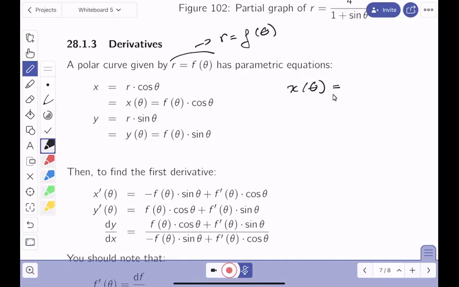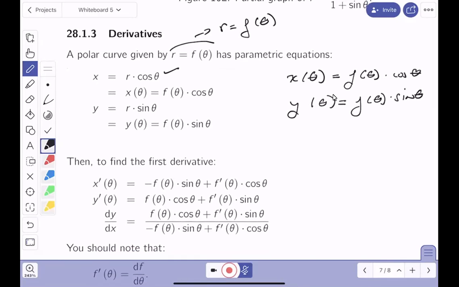Now, x is a function of theta. R is a function of theta. What's x? X is equal to r cosine theta. So what do you get over there? F of theta times cosine theta. Now, y is also a function of theta. Well, what's the r? It's f of theta times sine of theta. By the way, we're not asking to memorize.